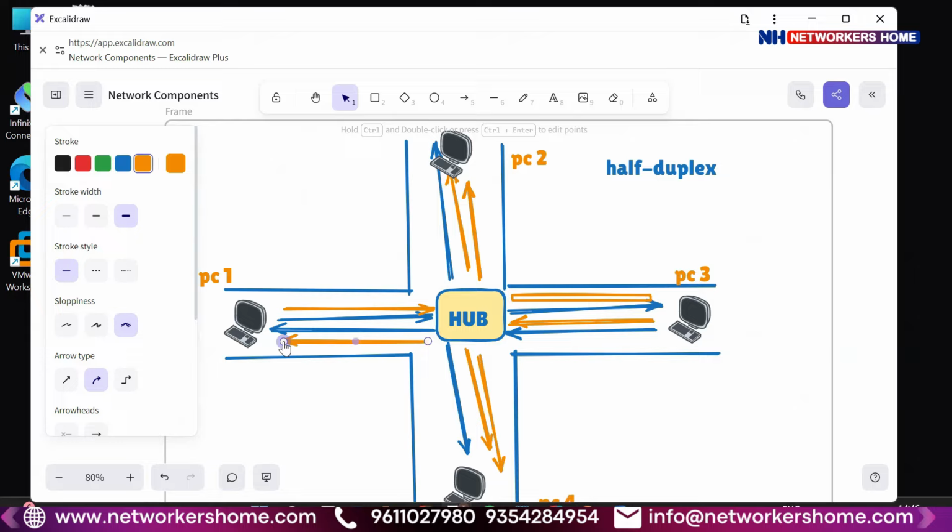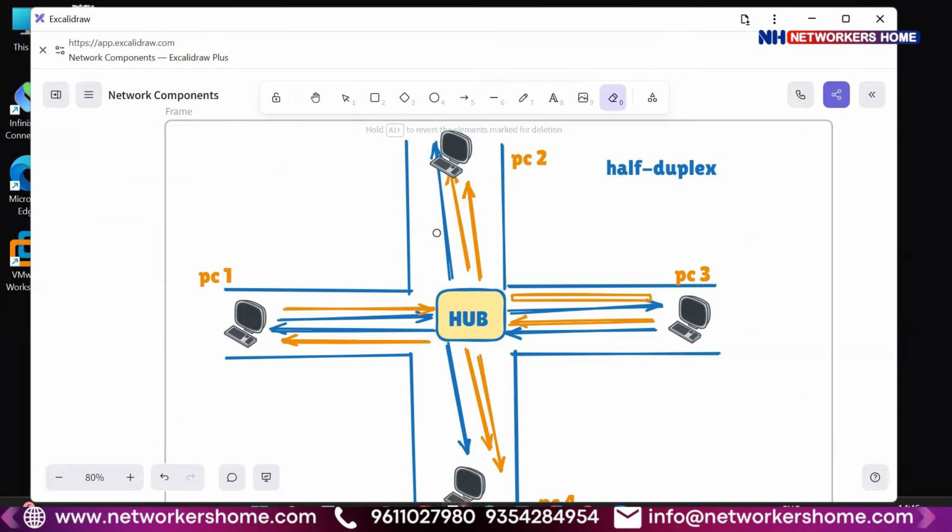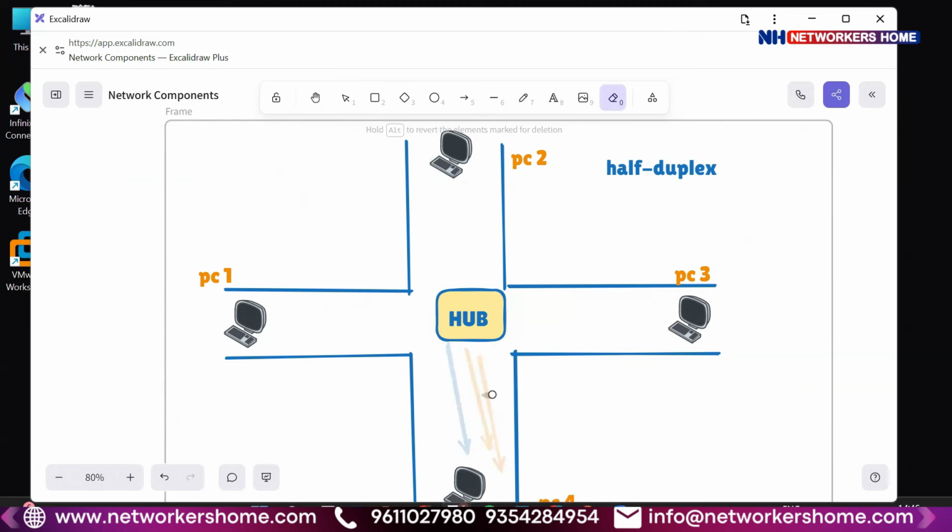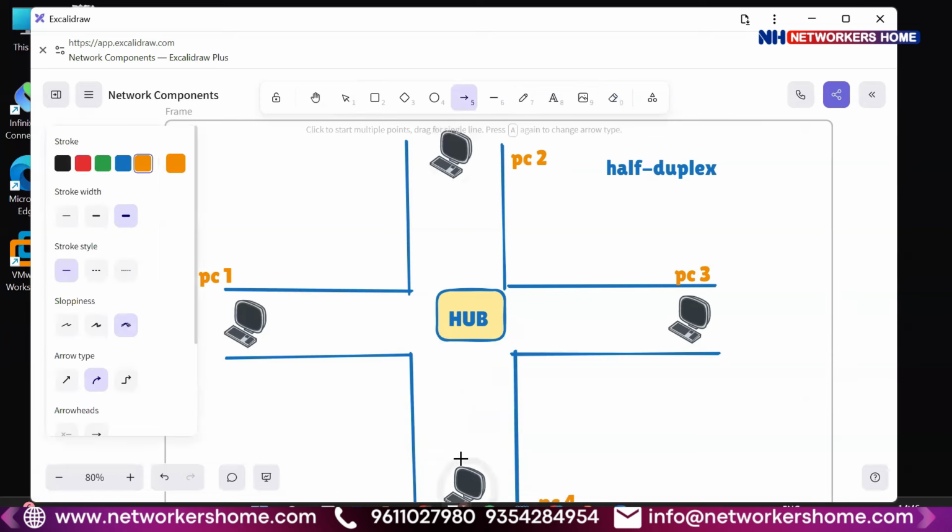So every time communication occurs, the hub will send to each and every other device connected. Whoever is connected, he will send it to everyone. Now consider another scenario where PC4 wants to communicate with PC2. Okay, now he will send it here. Right, he will send it here. Now what will the hub do? It will send it to PC1, PC2, and also PC3.